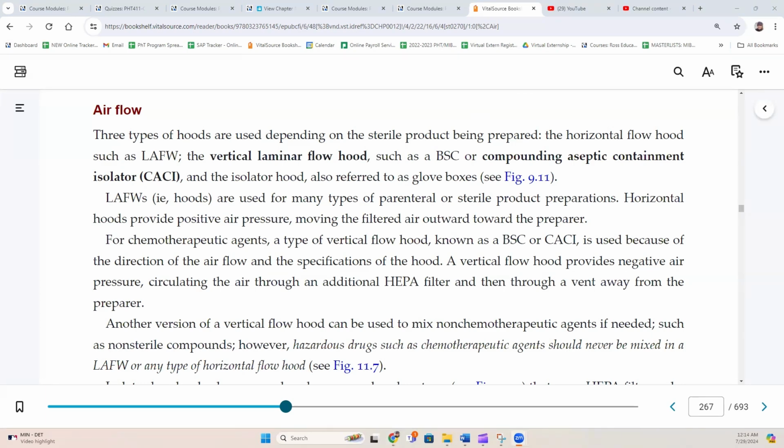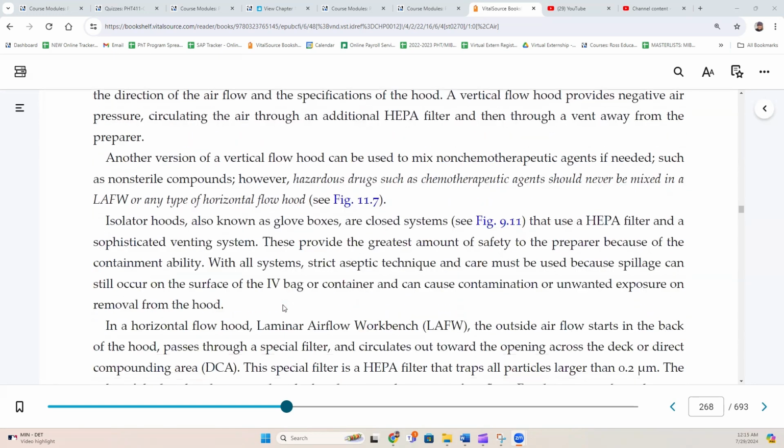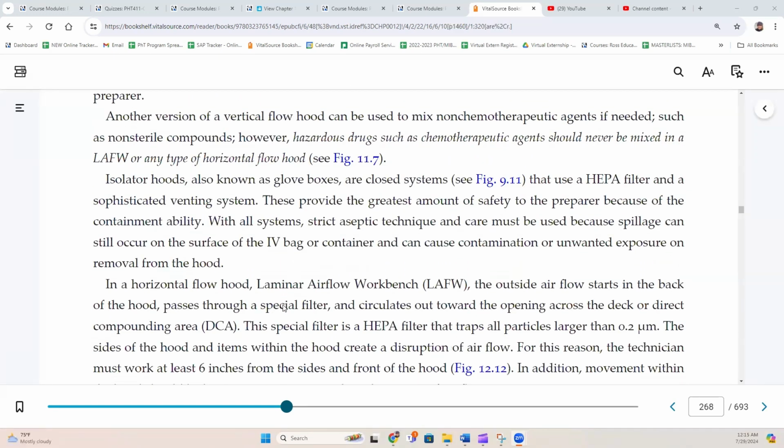For chemotherapeutic agents, a type of vertical flow hood known as a BSC or CACI is used because of the direction of the airflow and the specifications of the hood. A vertical flow hood provides negative air pressure, circulating the air through an additional HEPA filter and then through a vent away from the preparer. Another version of a vertical flow hood can be used to mix non-chemotherapeutic agents if needed, such as non-sterile compounds. However, hazardous drugs such as chemotherapeutic agents should never be mixed in a LAFW or any type of horizontal flow hood.